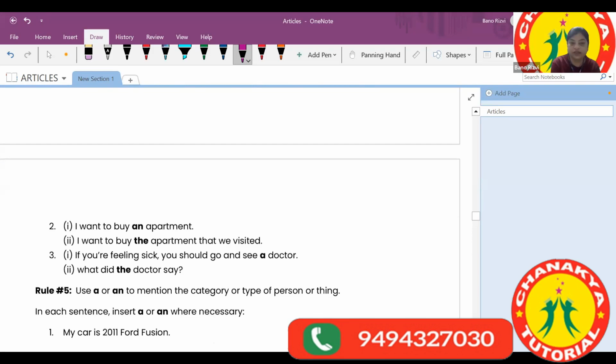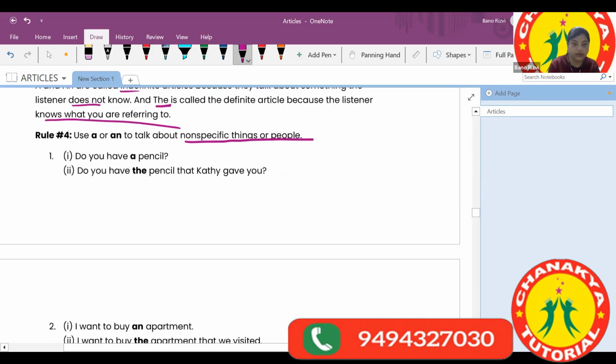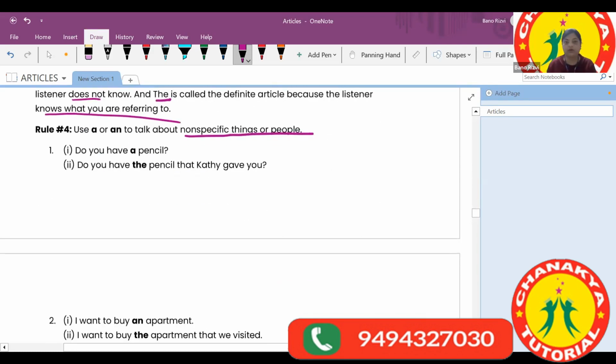If you are feeling sick, you should go to see a doctor. What did the doctor say? Here, the doctor means the one that you have visited. Okay, so we're talking about non-specific things or people.